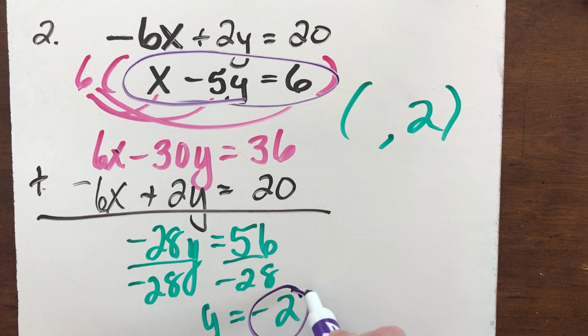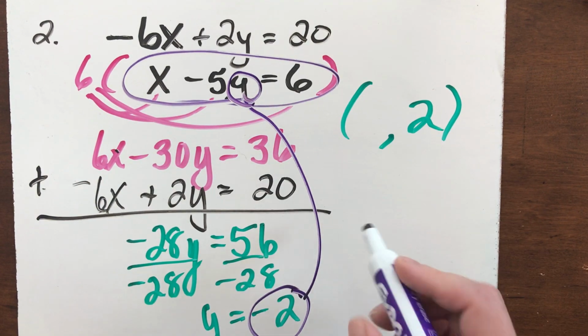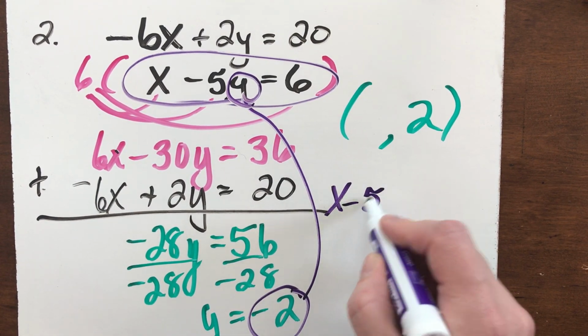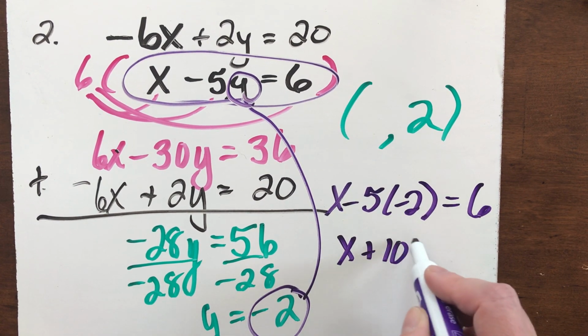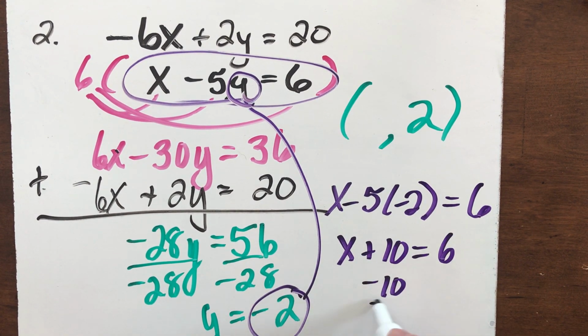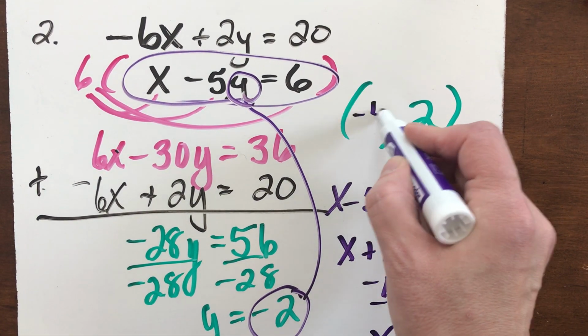So I'm going to put negative 2 in place of my y. So I'm going to have x minus 5 times negative 2 equals 6. x plus 10 equals 6. Subtract 10, and x is equal to negative 4. So we put negative 4.